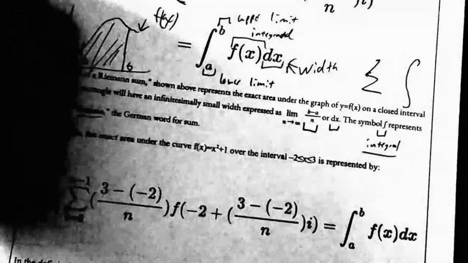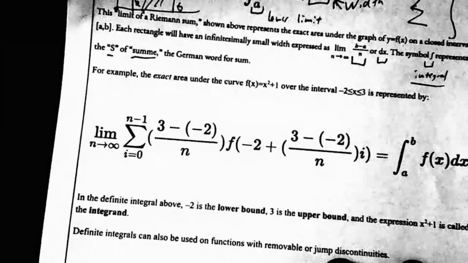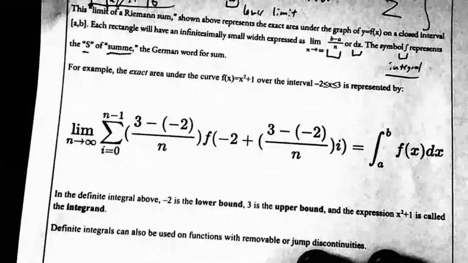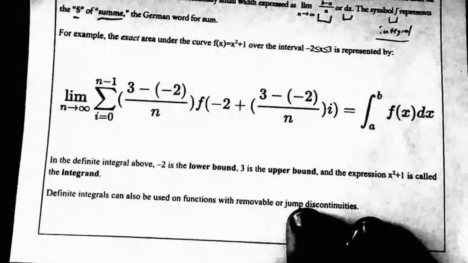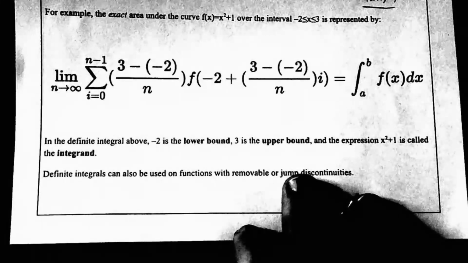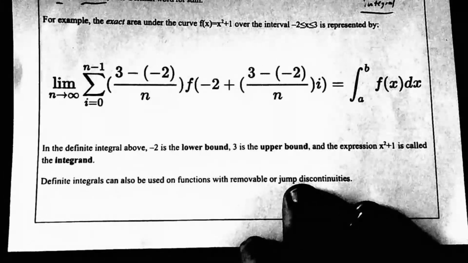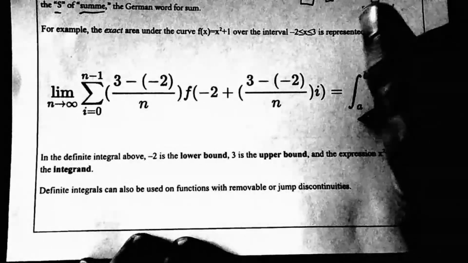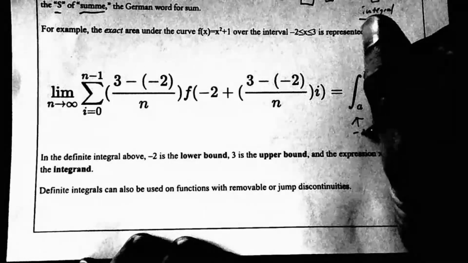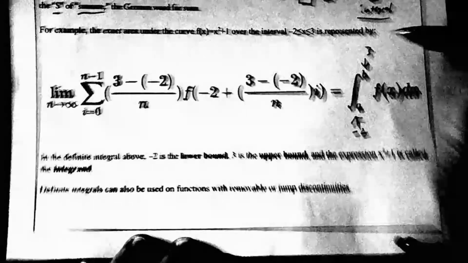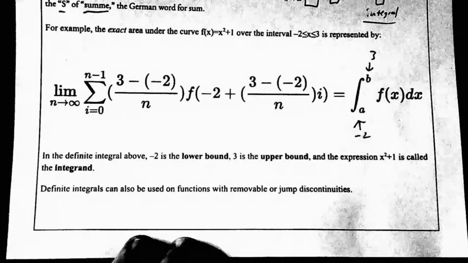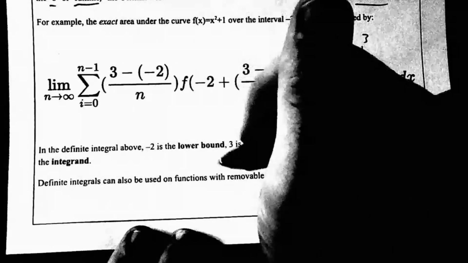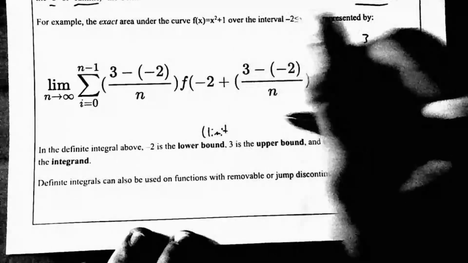Okay. Here we have an example of x squared plus 1. This is just how that would be plugged into the Riemann sum notation. In the integral above, -2 is the lower bound, and 3 is the upper bound. So the a would really be -2, and the b would really be 3. And the expression x squared plus 1 is the integrand. Again, lower bound, upper bound, same as lower limit, upper limit.